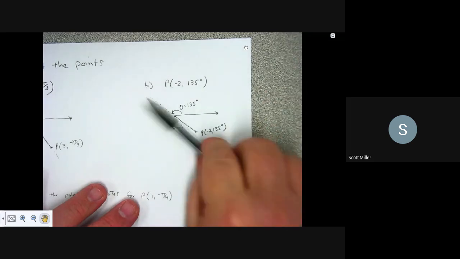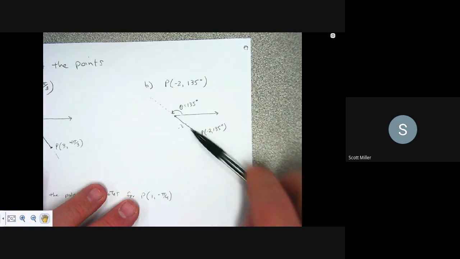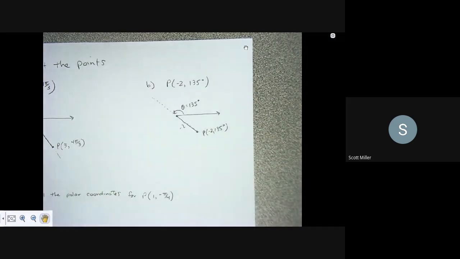So you turn to the angle, and if the R is positive, you walk forward, and if R is negative, you walk backwards. And so that's how I graph points.